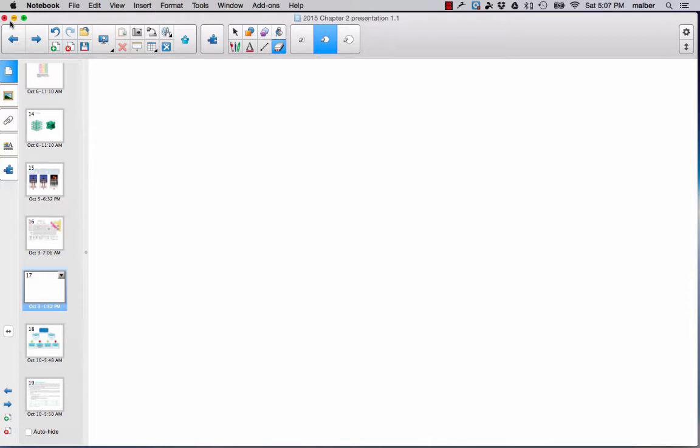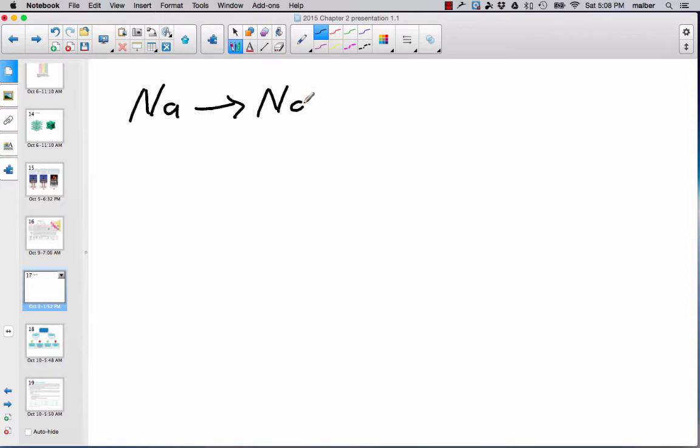Okay, what I want to do now is go through and just take you through some examples, show you how to use the periodic table to write these formulas. So let's just start with the one that we looked at. If we write what happens with sodium and how it forms an ion, so we have sodium, this would be a neutral sodium atom. And sodium as a metal, when it reacts, will lose an electron.